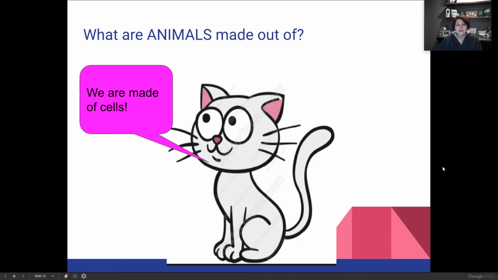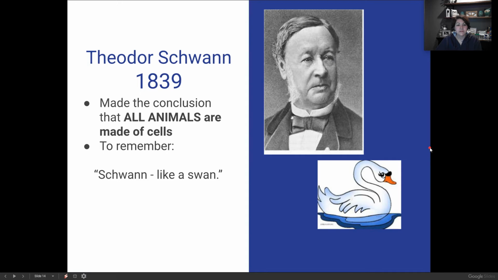The scientist who discovered this was Theodore Schwann. He studied animals and looked at several animals under slides. And it just eventually hit him: oh, geez, every time I look at an animal, it's made of cells. And to remember that Schwann was the one who told us that animals are made of cells, we just think of Schwann like a swan.